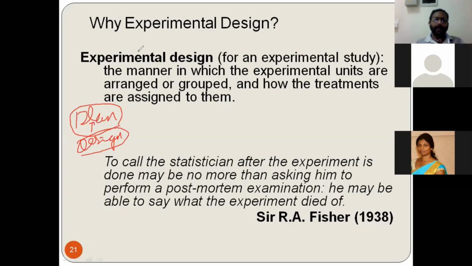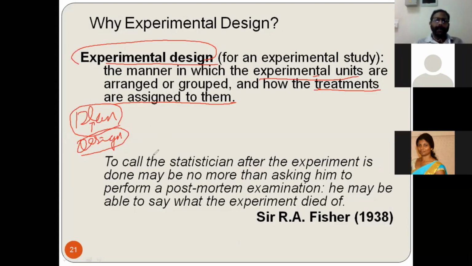So here also, how the treatments are assigned to the experimental units will reflect the experimental design. It is a plan actually. Before you do the experiment, you have to have a proper plan or map, a kind of roadmap, to start the experiment. So experimental design gives the information about how the treatments are allocated to different experimental units, in simple terms.